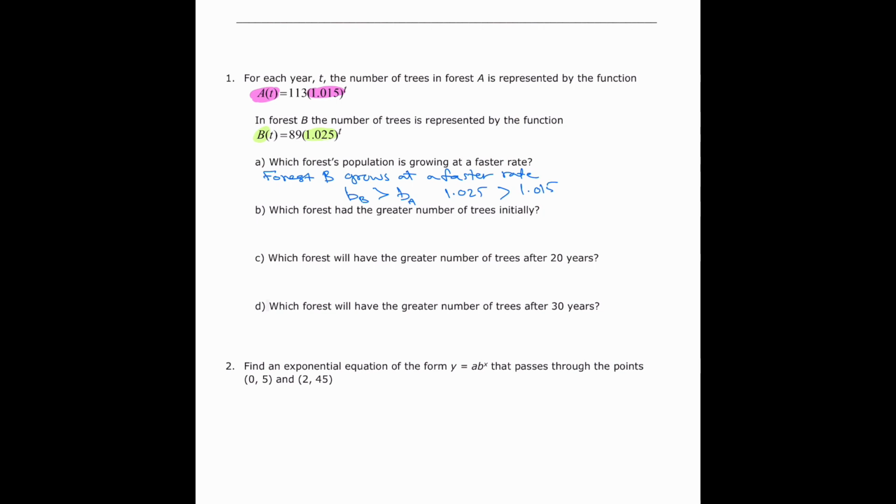B, which forest had the greatest number of trees initially? So the initial value is this number, and notice that forest A has a greater initial value, so forest A.